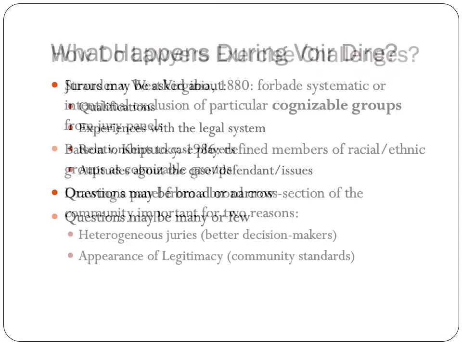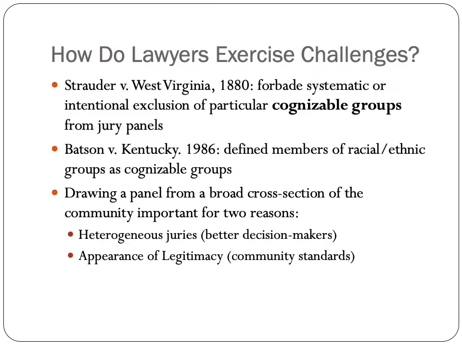So how do lawyers handle these challenges? What are the ways lawyers go about doing this? Well, until the 1880s, challenges were used to systematically or intentionally exclude certain cognizable groups from jury panels. Strauder v. West Virginia actually forbade that from happening, though. What happened was, we don't want women. We don't want black people. We don't want gay people. We only want wealthy white men on our juries. Well, in 1880, the Supreme Court wasn't buying it and said, no, thank you. You can't exclude a cognizable group.